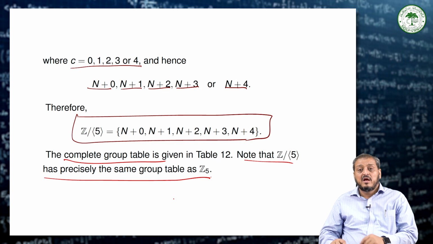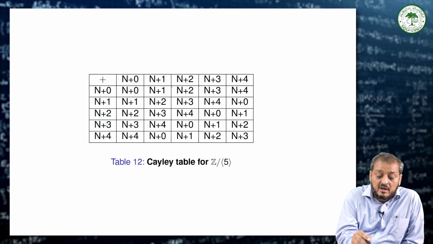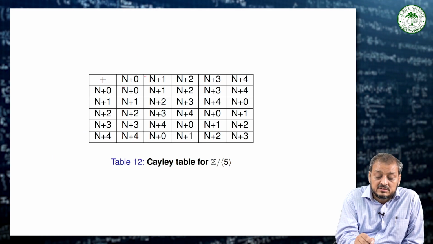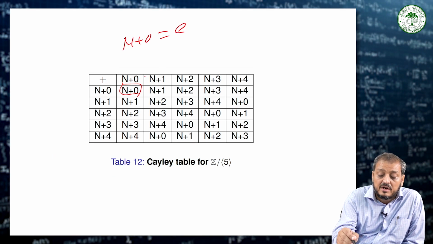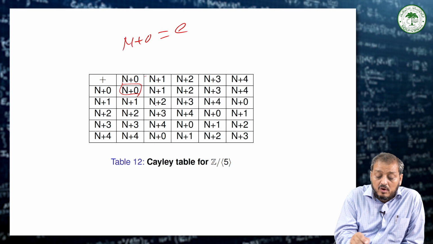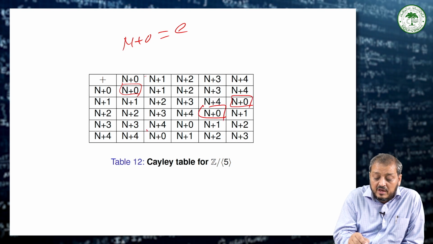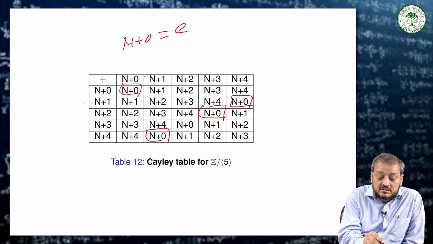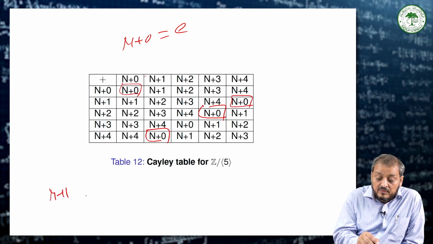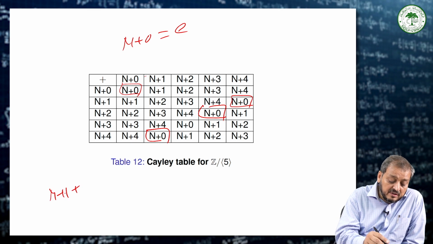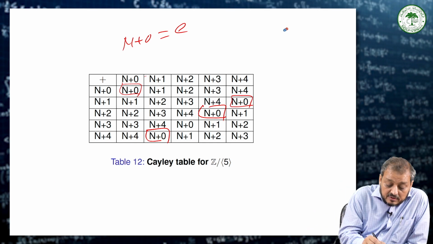So clearly we have to show that this table, under addition modulo 5, has an identity. N plus 0 is nothing but the identity of this group, and then all the elements are here. We can just check in this form. We take the identity element. Now we check that N plus 1 is the inverse of N plus 4. By the definition, I just write in this form.